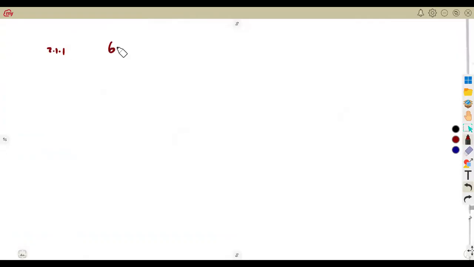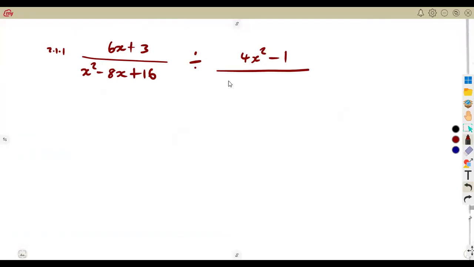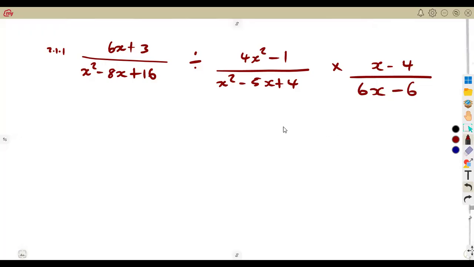We are given 6x plus 3, everything over x squared minus 8x plus 16, which is divided by 4x squared minus 1 over x squared minus 5x plus 4, times x minus 4 over 6x minus 6, like this. So remember, these are fractions, and we have got a division. So let us get rid of that division.